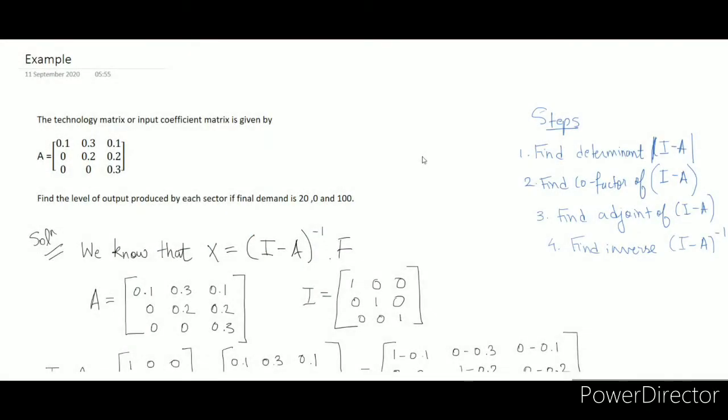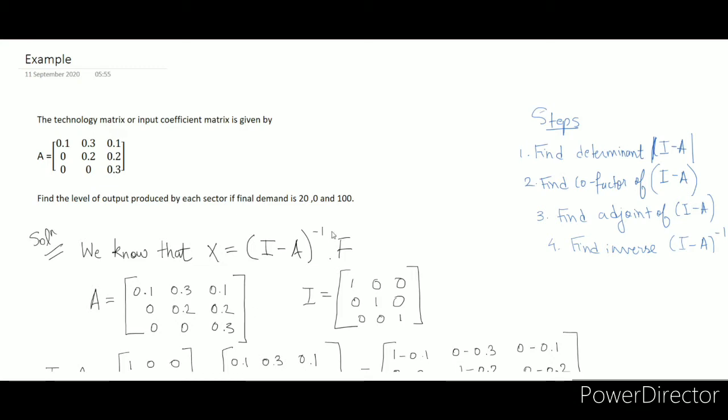So in this example, we are given the technology matrix, or the input coefficient matrix, which is denoted by A, and we have to find the level of output, which is vector X, if the final demand is 20, 0 and 100. Okay, a vector means if it has only one column, it's a column vector. If it has only one row, it's called a row vector. So usually X, the level of output, is a column vector.